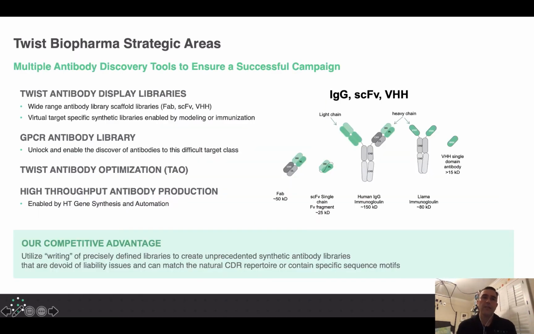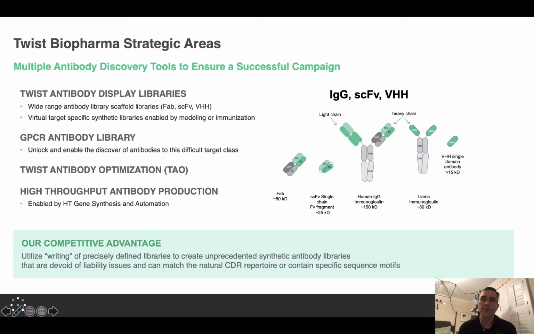So just on a high level, what are all the different areas that Twist Biopharma is focused on? So first of all, we're offering up a whole suite of different antibody phage display libraries that are generally used. They're naive synthetic libraries. I call it my library of libraries, where we have different scaffolds from Fab, single chain, VHH that we can basically pull out of the freezer and use against any target we wish.